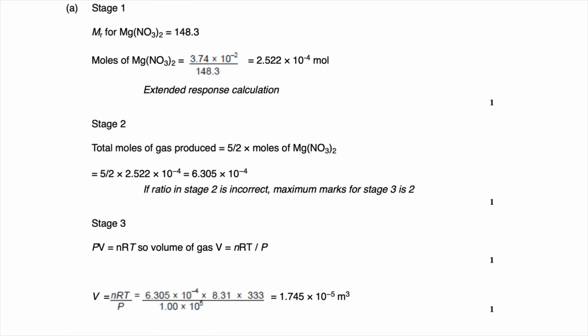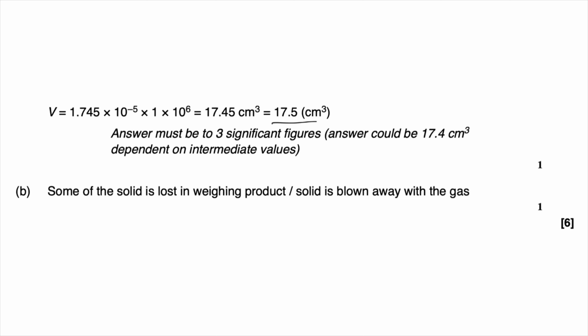And here is the mark scheme. It's an extended response calculation, which means there are different stages. If you get right through to the end, it's 1.74 times 10 to the minus 5, which converts to 17.5 centimeters cubed. It could be 17.4 if you rounded intermediate. I always suggest that you leave the number in your calculator, but if you did get 17.4, you'd still get full marks because you've rounded earlier on. And then we've got some of the solid is lost in weighing the product.